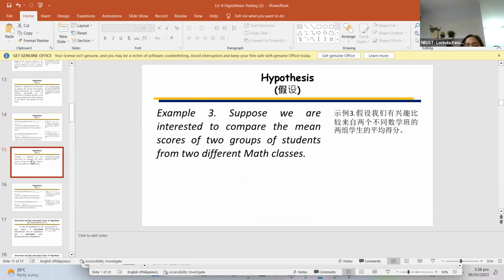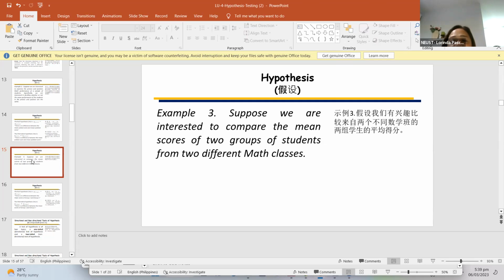So suppose that we are interested to compare the mean scores of two groups of students from two different math classes. Iba naman to dun sa problem kanina. Halimbawa may dalawang klase ng math, section 1 tsaka section 2. Binigyan mo sila ng examination, parehas na exam, parehas yung tanong, yung section 1 tsaka yung section 2. Na gusto mong malaman kung may pagkakaiba yung performance ng mga estudyante sa section 1 and those who belong to section 2. So anong magiging implication nito kung meron o wala?